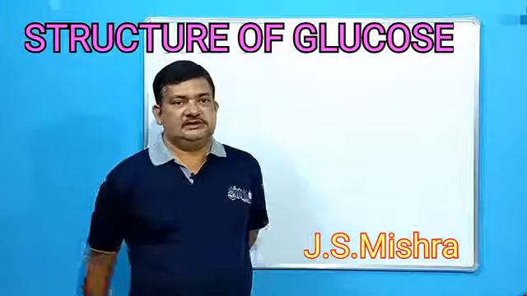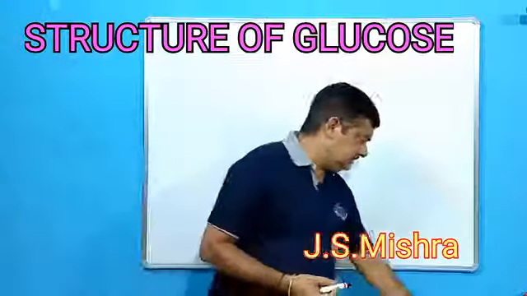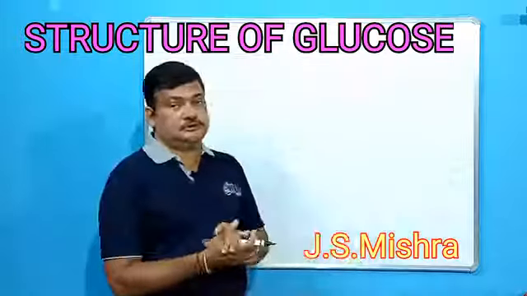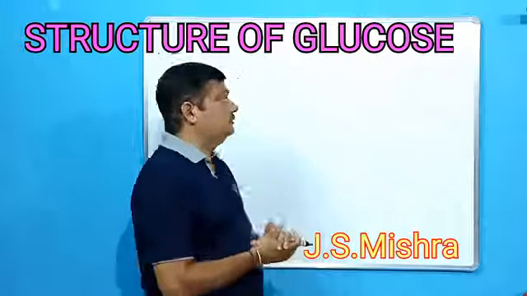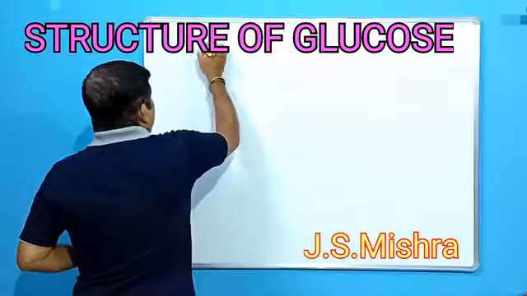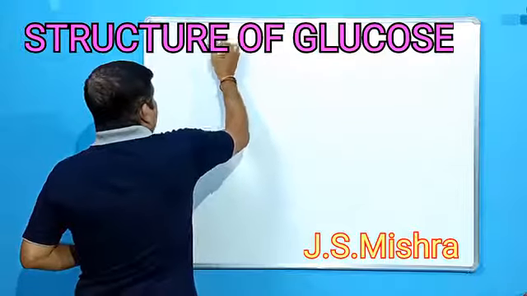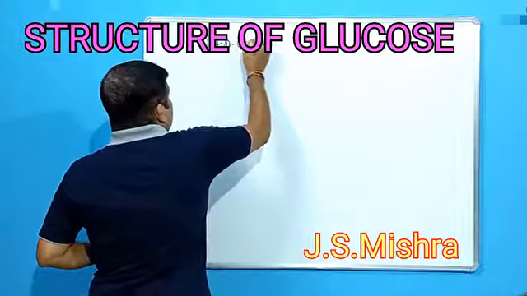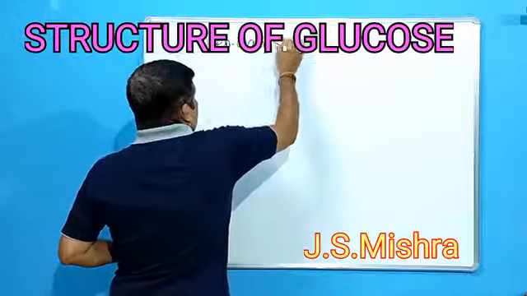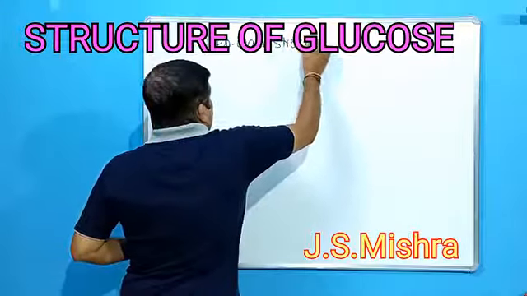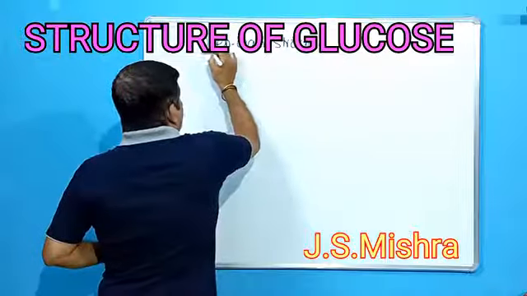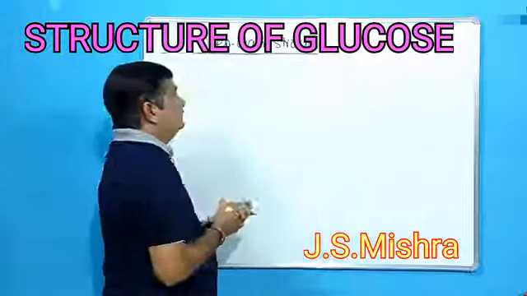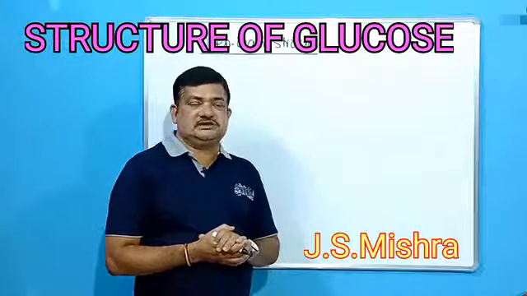Good morning, students. In the last class, we discussed the structure of glucose. Glucose can have two structures: open chain structure and cyclic structure. First we are discussing the open chain structure.